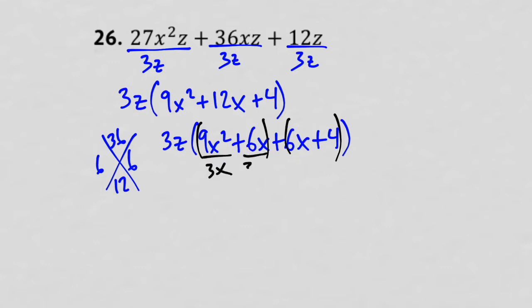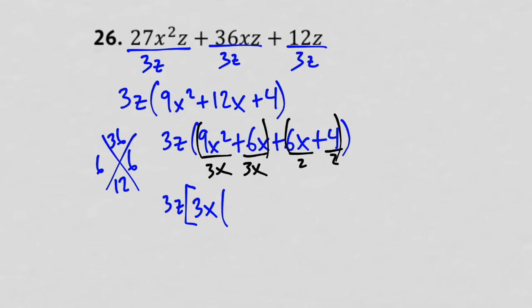3x and 3x. For the second pair, you can factor out 2. Right? That's the only thing they have in common. So here's what we have. We have a 3z outside. Right? And then inside this big parentheses, which I'm going to turn to brackets so that I don't get confused, you have 3x.